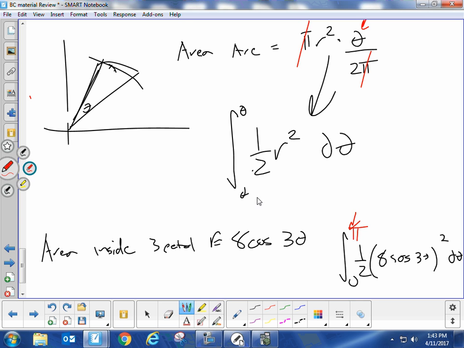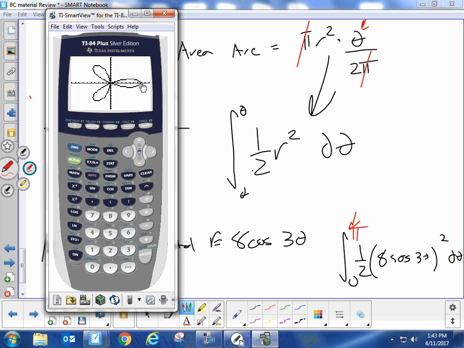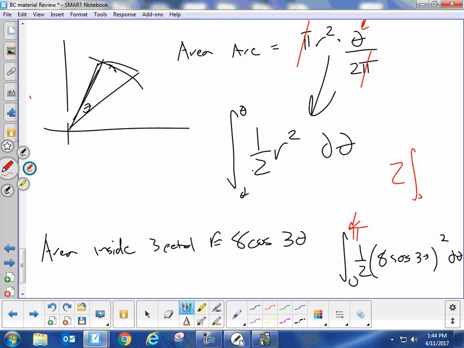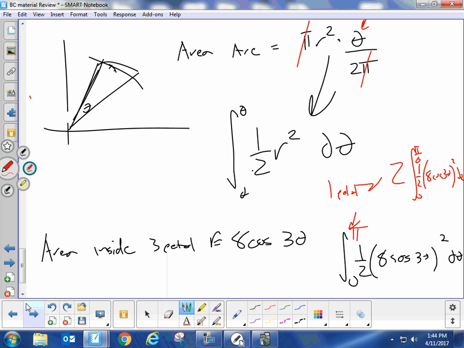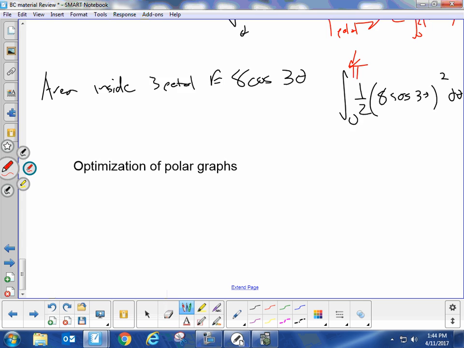You could have also found another 0 and found just one petal. Well, if you found that this 0 is at pi over 6, for one petal you could just do double the integral from 0 to pi over 6 of 1/2 (8 cos 3 theta) squared. And this would be the area of one petal. That's just one way to find one petal. You go from negative pi over 6 to pi over 6, that would create one petal. Or you go from 0 to pi over 6 and multiply it by 2. Okay, that would be the basics of area.